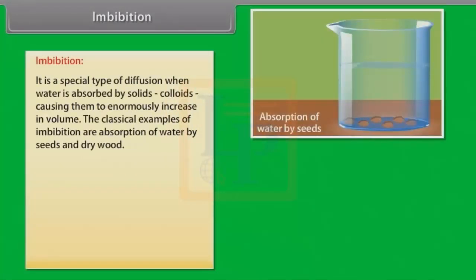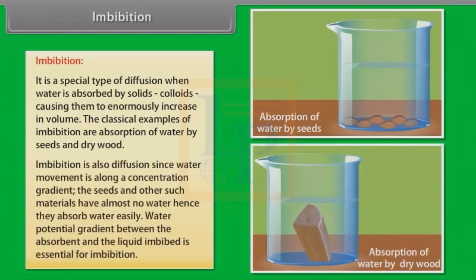Imbibition. Imbibition is a special type of diffusion when water is absorbed by solids and colloids, causing them to enormously increase in volume. The classical examples of imbibition are absorption of water by seeds and dry wood. Imbibition is also diffusion since water movement is along a concentration gradient. The seeds and other such materials have almost no water, hence they absorb water easily. A water potential gradient between the absorbent and the liquid imbibed is essential for imbibition.